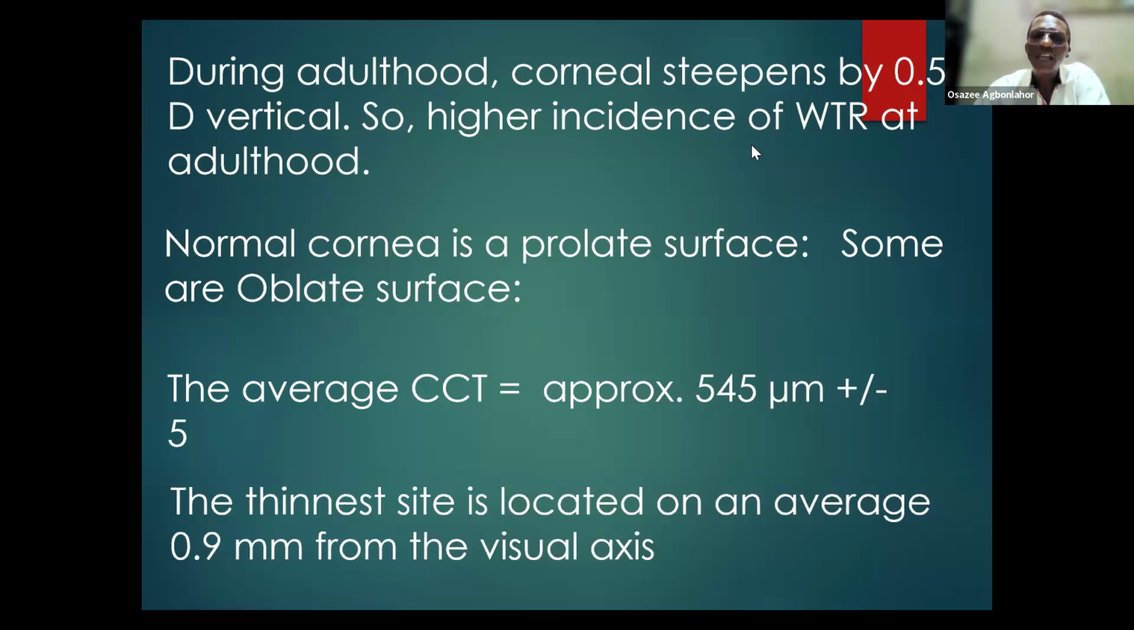These are three different points on the cornea. The thinnest point, which is most of the time the highest point of the cornea, is usually off center. So it's eccentric. It's about 0.9 mm away from the visual axis, and it is usually displaced slightly downwards.